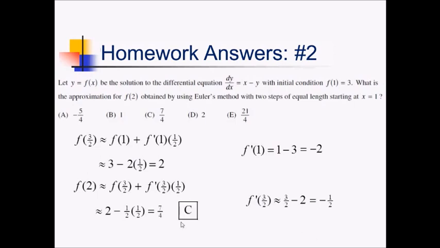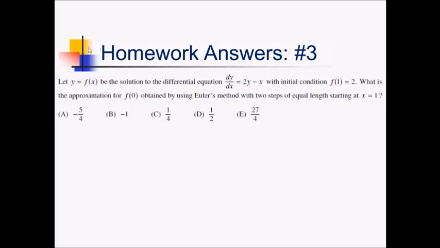Choice C. For this problem, we're given this solution to a differential equation with an initial condition of f of 1 equals 2. We want f of 0 using Euler's with 2 steps of equal length, but now we're starting at x equals 1. First thing to note is that we're going backwards. We're starting at 1, we're trying to get back to f of 0. So that means if I'm doing this in 2 steps, I have to take steps of -1/2 to get backwards.